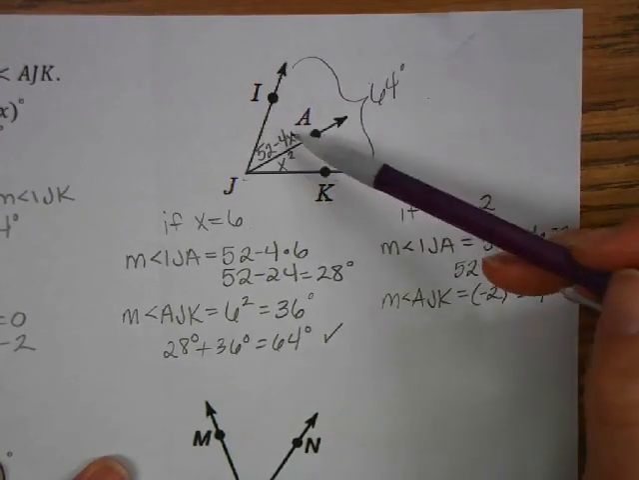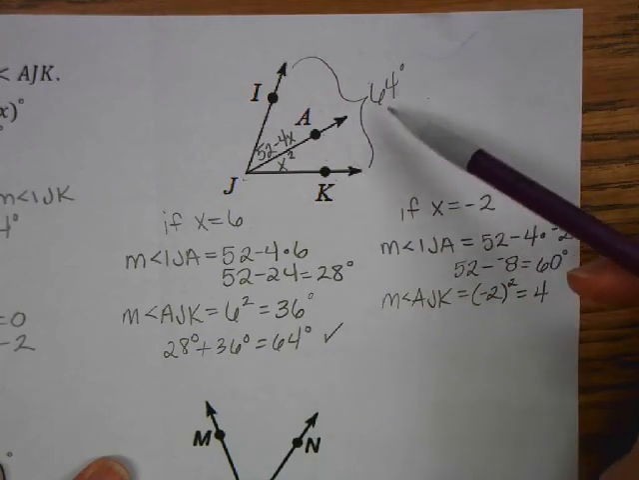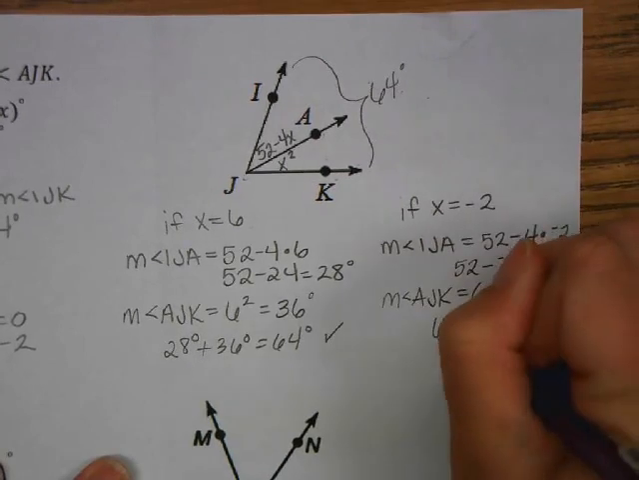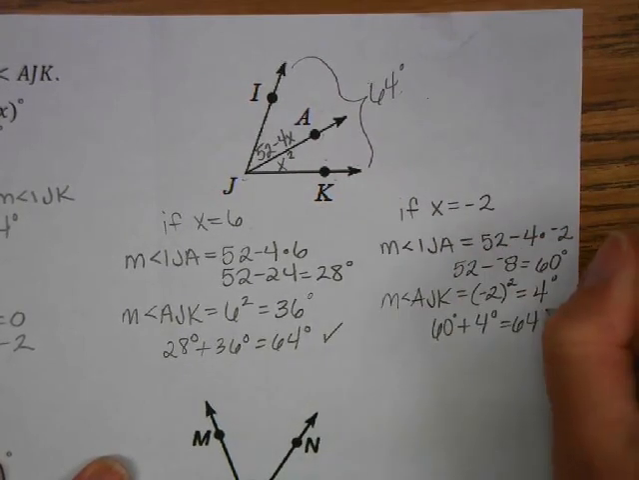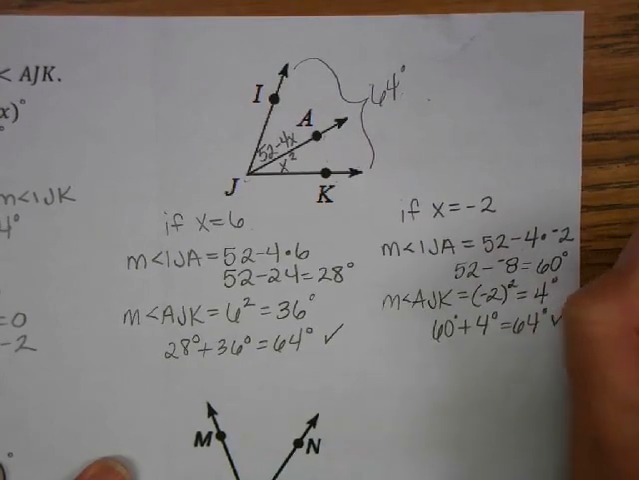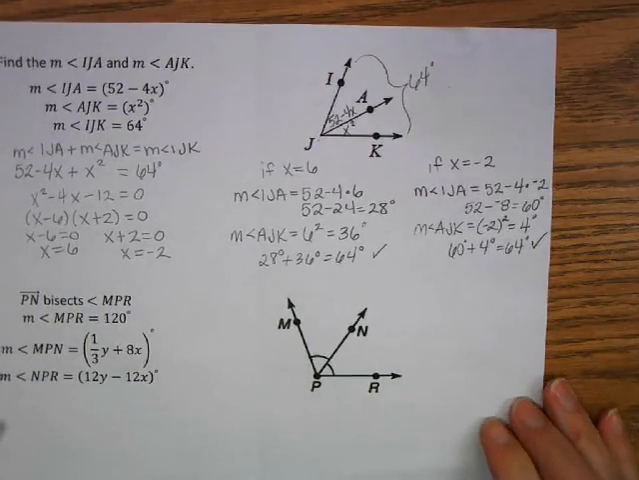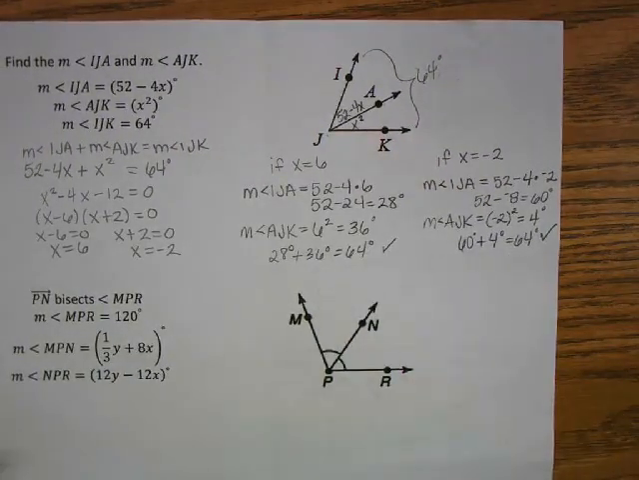And then again, if IJA is 60 degrees and AJK is 4 degrees, they should add up to 64 degrees. So 60 degrees plus 4 degrees, yes, 60 plus 4 is 64. So everything should match up, which means this particular example has 2 possible solutions.